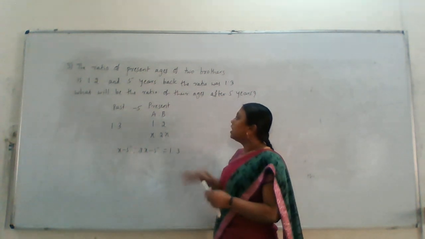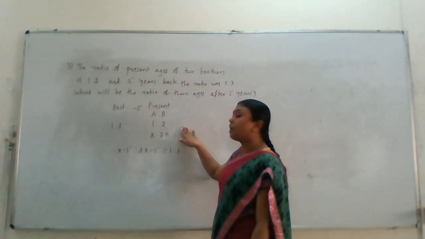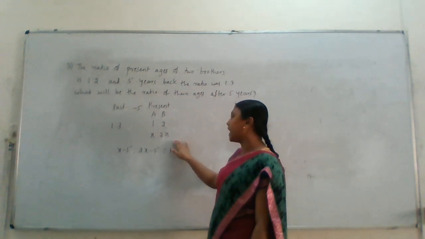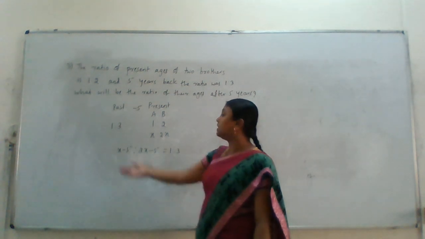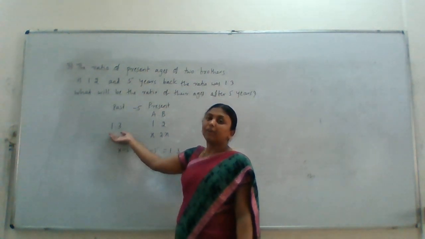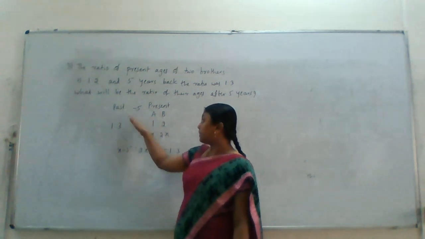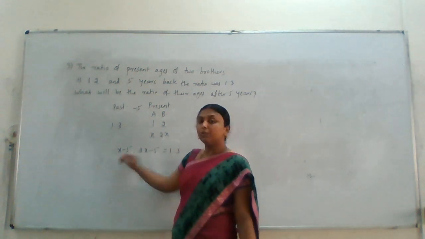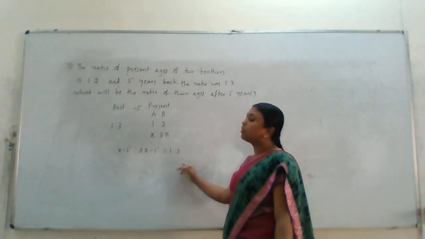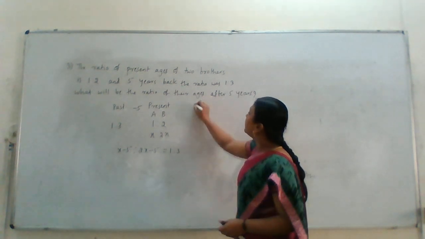Understand it carefully. Present age ratio is 1:2. How do you write this one? x is to 2x. Okay. So 5 years back, this ratio was 1:3. 5 years back means subtract 5 from this ratio, that is x minus 5 is to 2x minus 5 is equal to 1:3. Now find your x value.